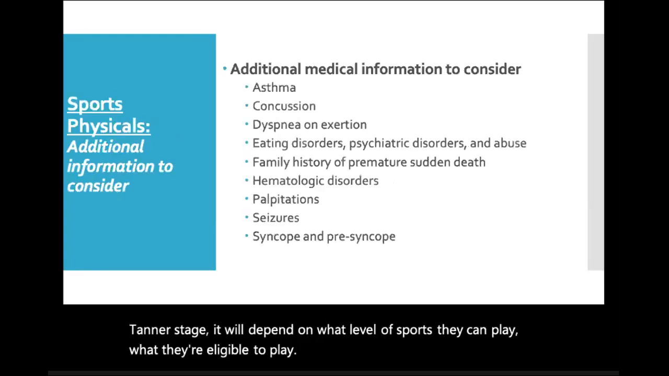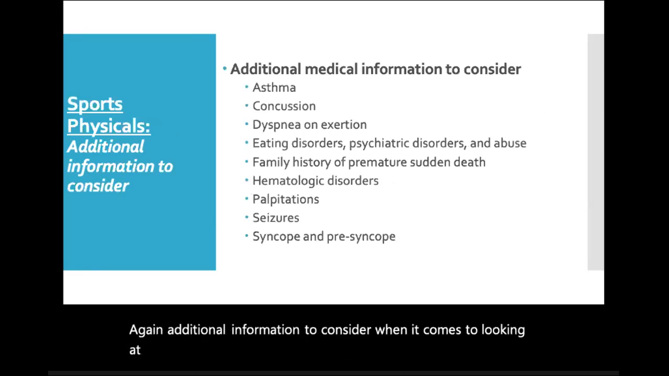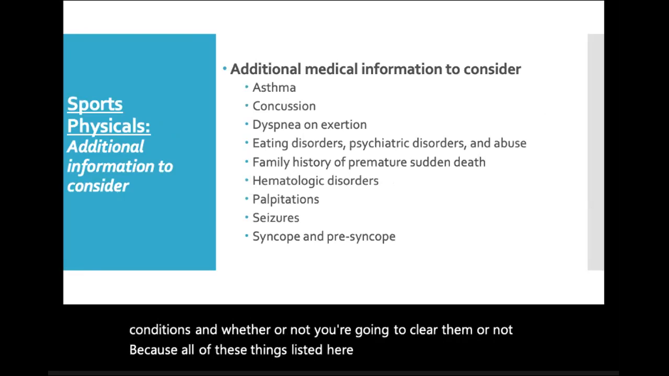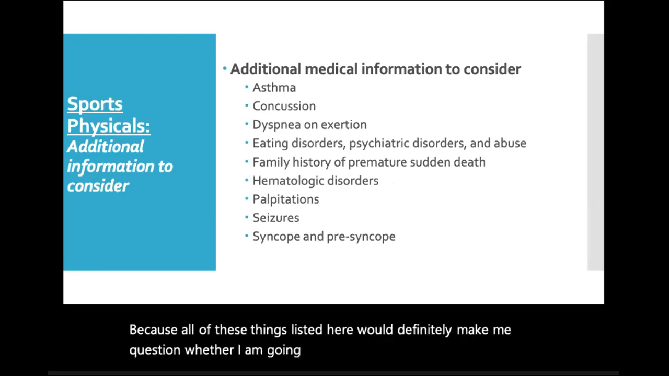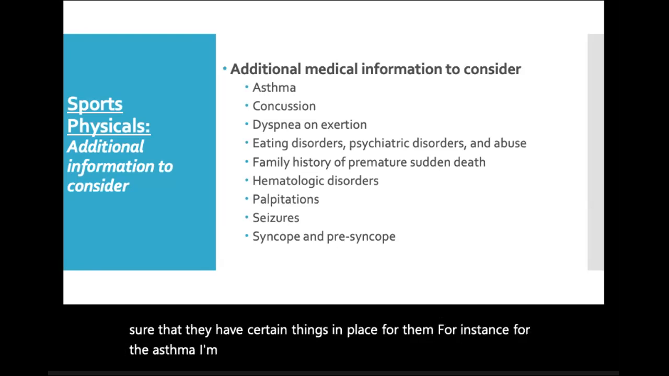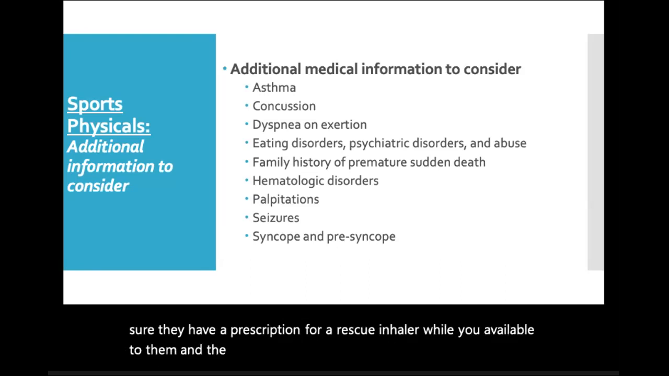Okay, so again, additional information to consider when it comes to looking at your students' or athletes' medical history and conditions and whether or not you're going to clear them, because all of these things listed here would definitely make me question whether I am going to clear the student or just making sure that they have certain things in place for them. For instance, for the asthma, I'm not clearing the student to play unless I make sure they have a prescription for a rescue inhaler available to them. And the school needs to be aware that they can only play as long as that inhaler is available, right?